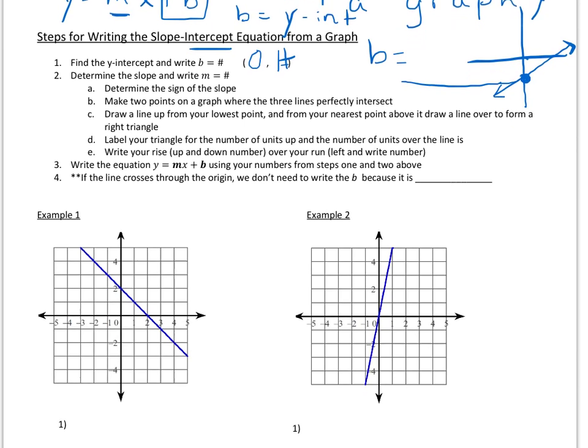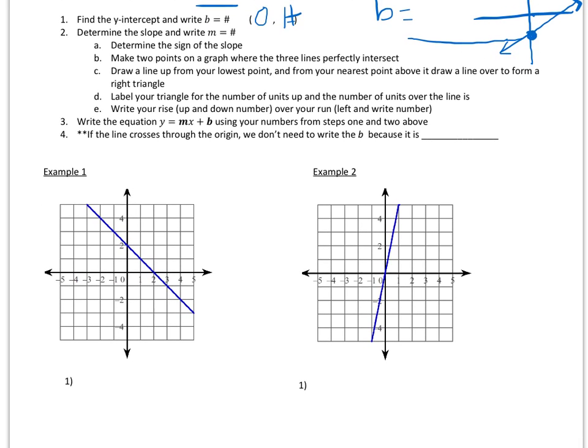So let's actually go down and look at a few of these. We're going to follow step by step down here. If I look at step 1, find the y-intercept. I look at this graph and ask myself, where does the line cross the y-axis? Well, here's the y-axis. Where does it cross? It crosses right here. So my b, step 1, is b equals, what is it? Well, it crosses at positive 2.